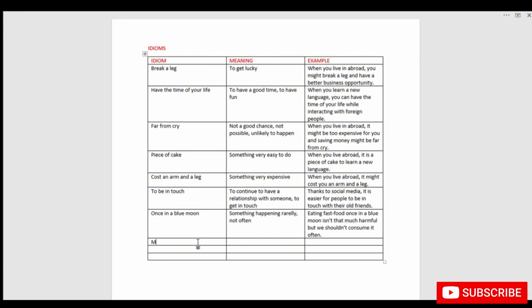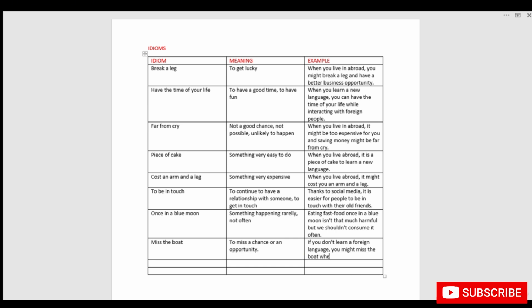Our next example is miss the boat, and it means to miss a chance or an opportunity. So there is an opportunity, but you don't take the opportunity, you miss the opportunity. For example, if you don't learn a foreign language, you might miss the boat when it comes to business.